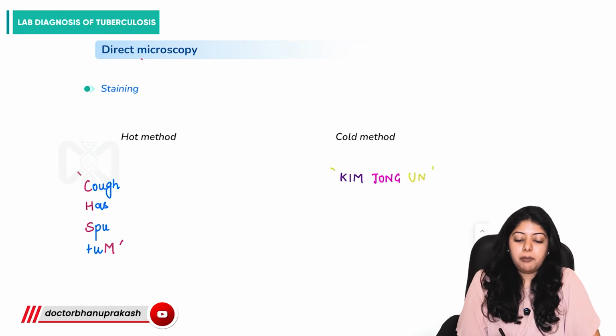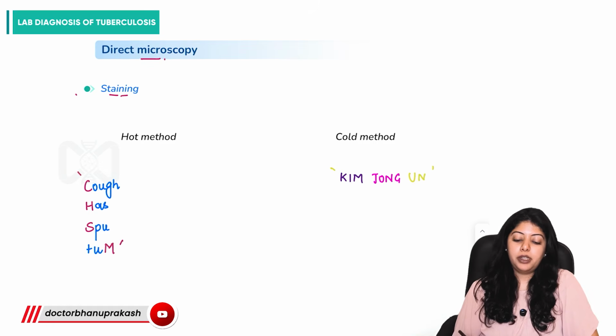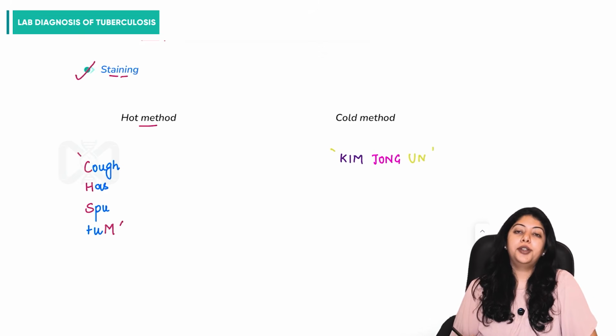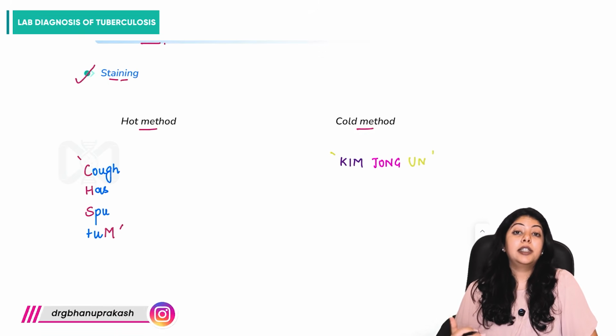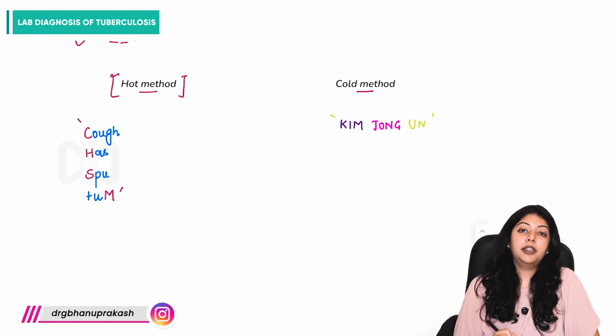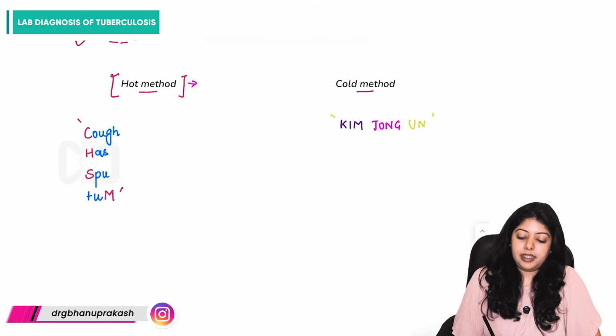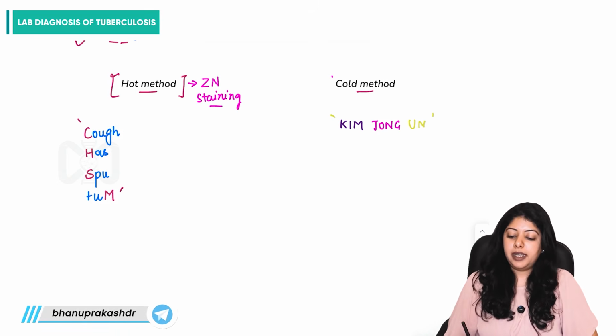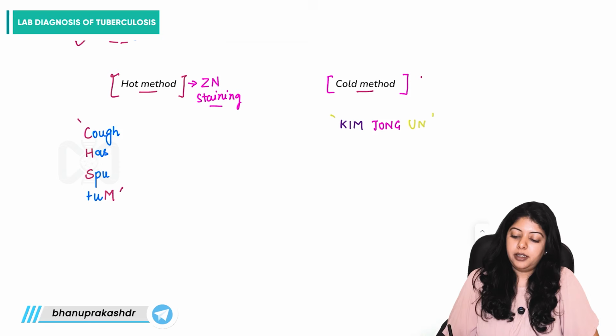Then coming to the microscopy of the sample. For microscopy, we will require staining methods, which are the hot method, the cold method, certain other modifications, etc. What is the hot method? It is the ZN staining, the conventional ZN staining. And the second method is the cold method, which is known as the Kinyoun method.